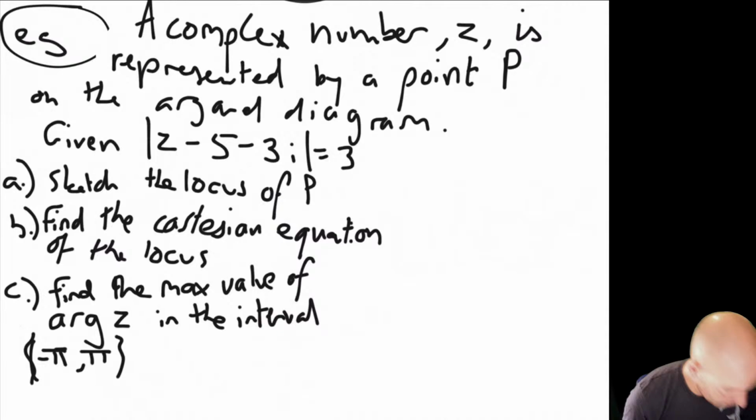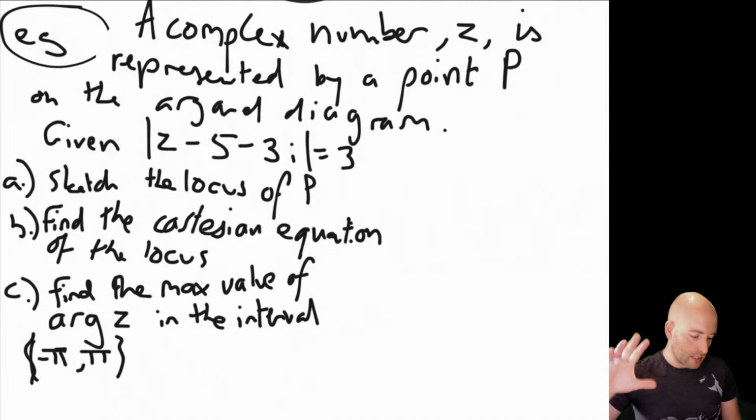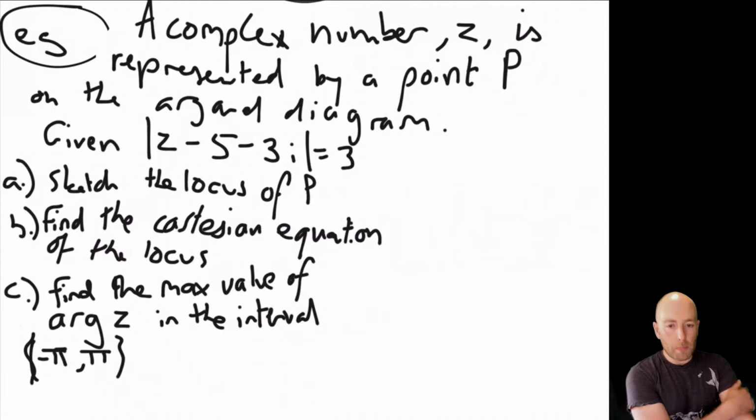Cool, right, 3 bits. A and B should be alright, C's a lot harder, but if you've got a good sketch, you should be able to work out part C. Alright, give that a go, I'll give you guys 6 minutes to try this one, and then we'll go through it. Please comment if you need help, and send me pictures of your answers as well. So, timer starts.